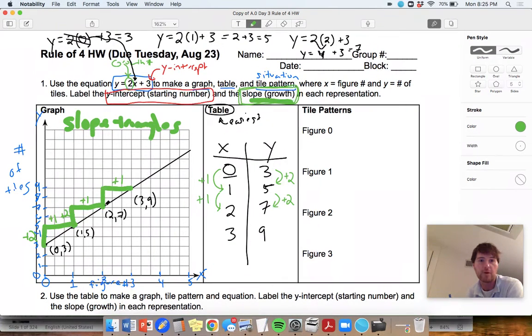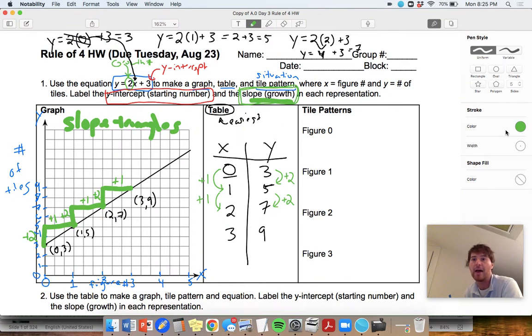That my figure number increased by, well, when I went from 2 to 3, my tiles went up by 2 because it went from 7 to 9, okay? Then there it is, right? There it is, the growth in the graph. I got my graph here. I got my slope shown. I'm good to go. I got my table. I got my slope shown down here.